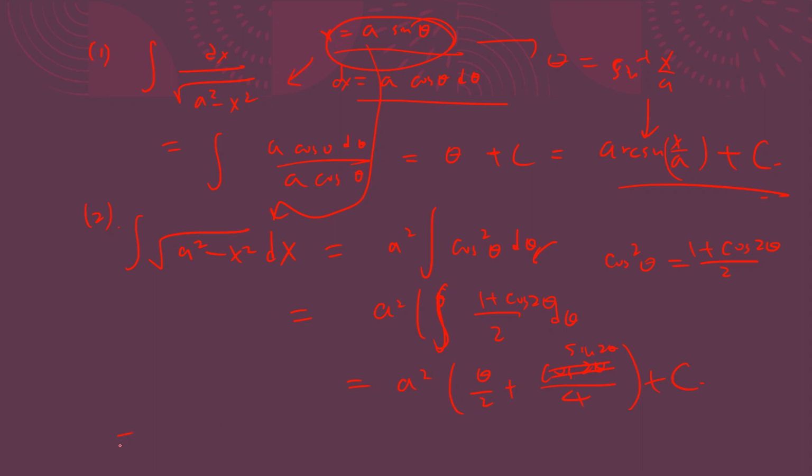Okay, and we can recover it. The first term is a squared divided by 2 times theta, so it's arcsine of x divided by a. The next term is sine 2 theta, and let me remind you, it's 2 sine theta cosine theta. So this is a squared divided by 2, and sine theta is x divided by a, and cosine theta is this. So actually this is the answer, plus c.